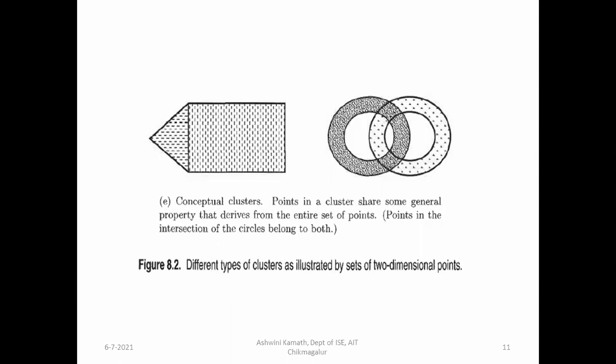On the right side you can notice two circular clusters, and again you can notice that they overlap. One circular region is overlapped with another circular region, and the points in the intersection of these two circles belong to both clusters.